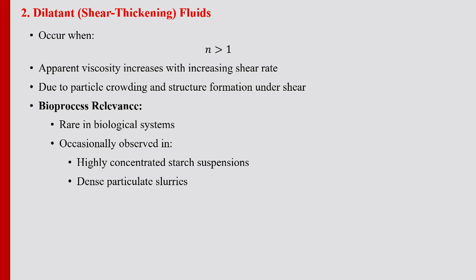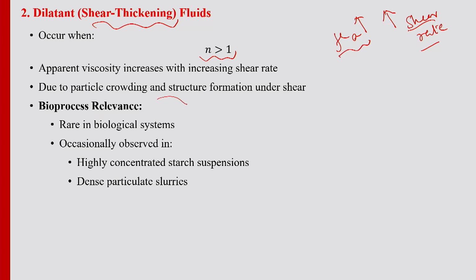The next one is for dilatant, while the previous one was for shear thinning. This is shear thickening of fluids, where n is greater than 1. Here the apparent viscosity, mu A, increases when you increase the shear rate. When you apply shear rate, the apparent viscosity also increases.